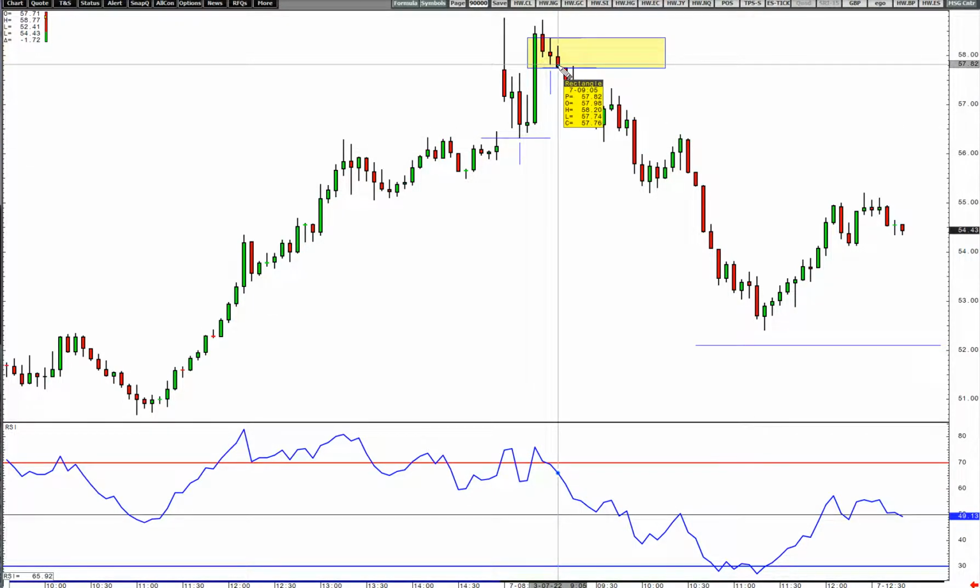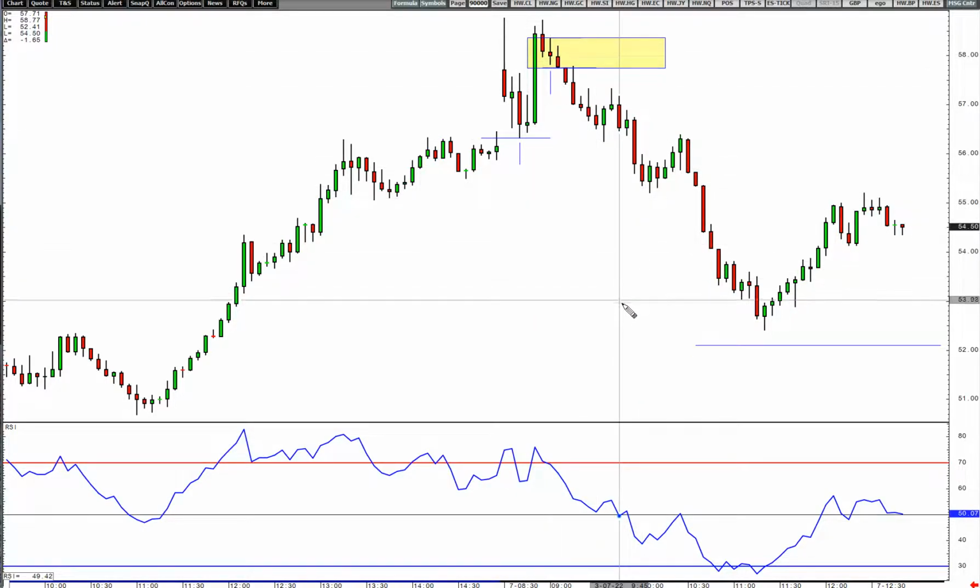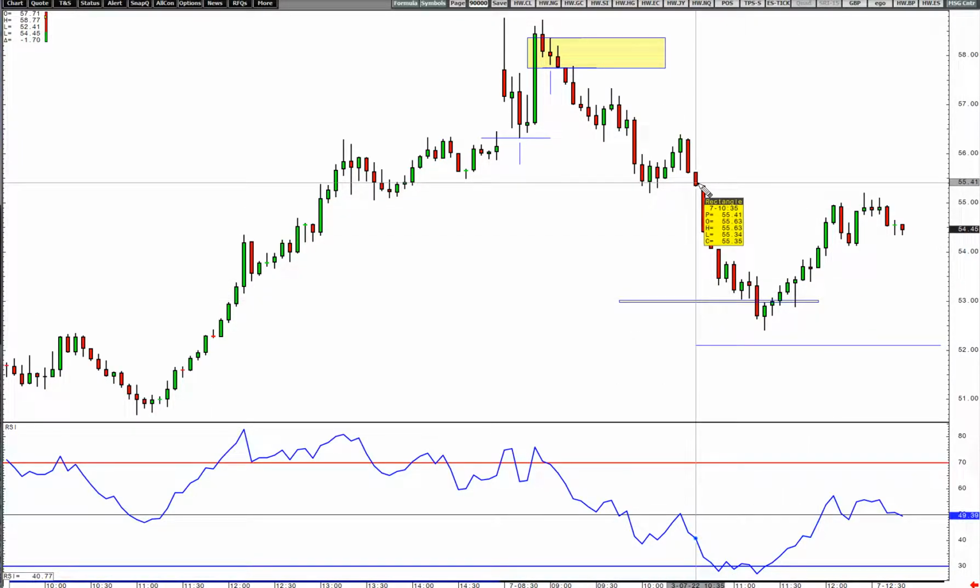Let's see, 60 cents times 8 would be $4.80. 57.76 minus 4.80 is 52.96. Yeah, so another way you could have easily exited would have been to take some off at 4R, take some off at 8R.